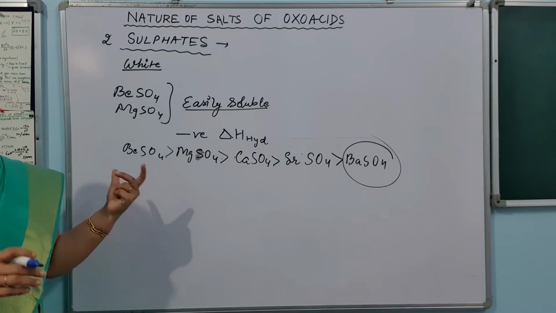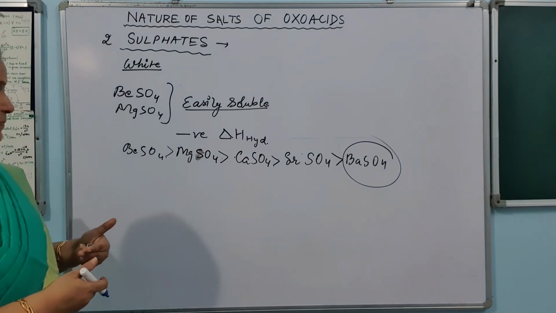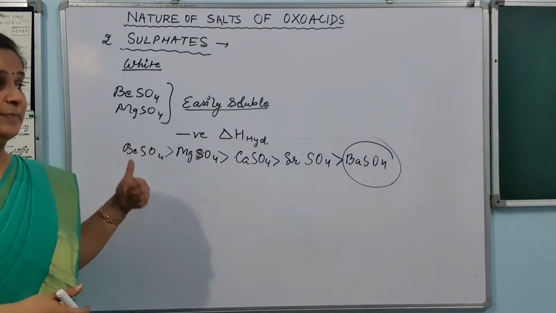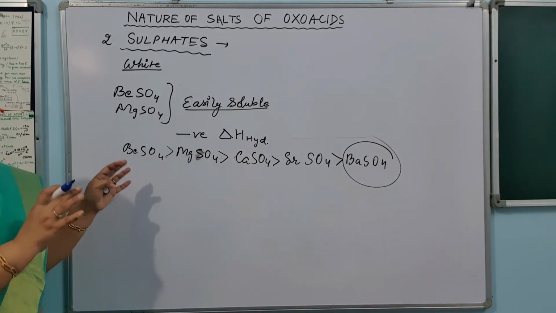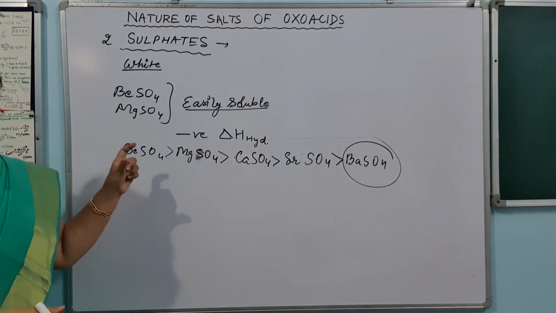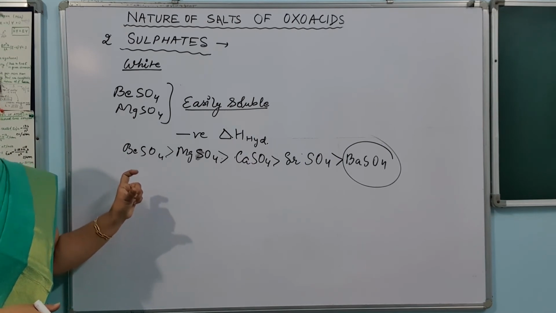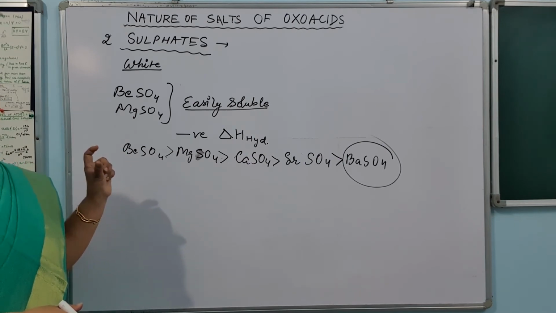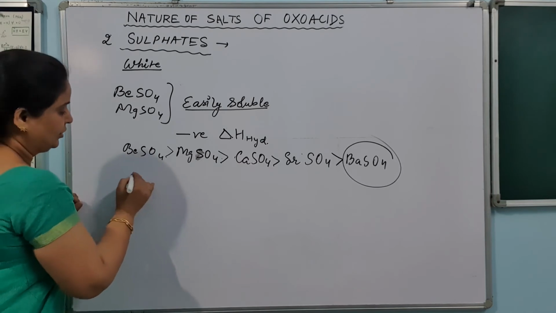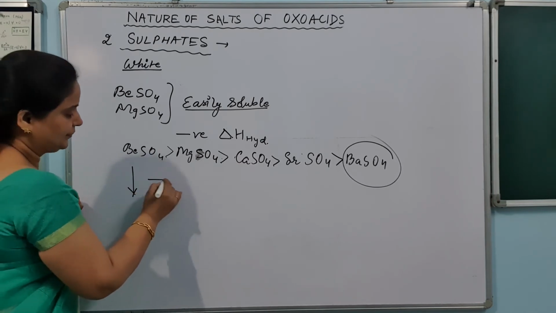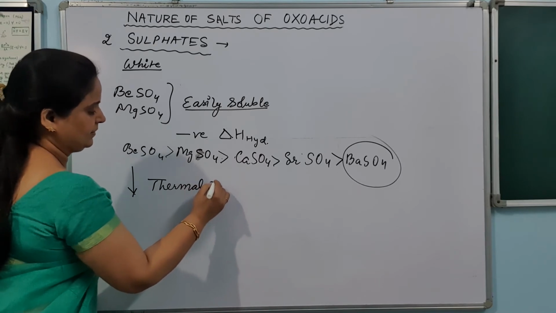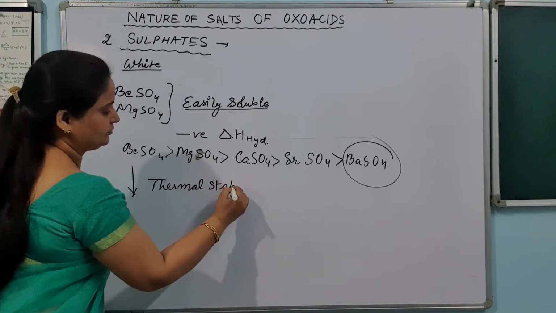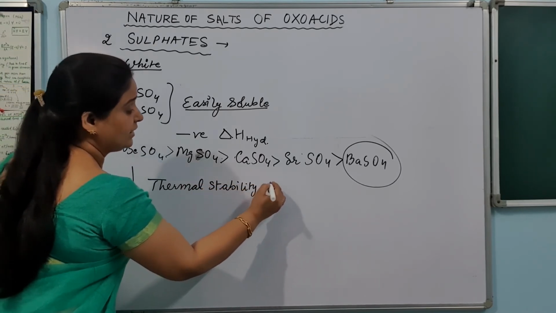इसके अलावा if I go for the thermal stability, okay, ये तो हुई solubility. थर्मल स्टेबिलिटी की अगर हम बात करें तो थर्मल स्टेबिलिटी ऑफ दिस सल्फेट ऑन मूविंग अप टू डाउन क्या होती है? ये इंक्रीज करती है ऑन मूविंग अप टू डाउन. तो ऑन मूविंग अप टू डाउन थर्मल स्टेबिलिटी इंक्रीजेस.